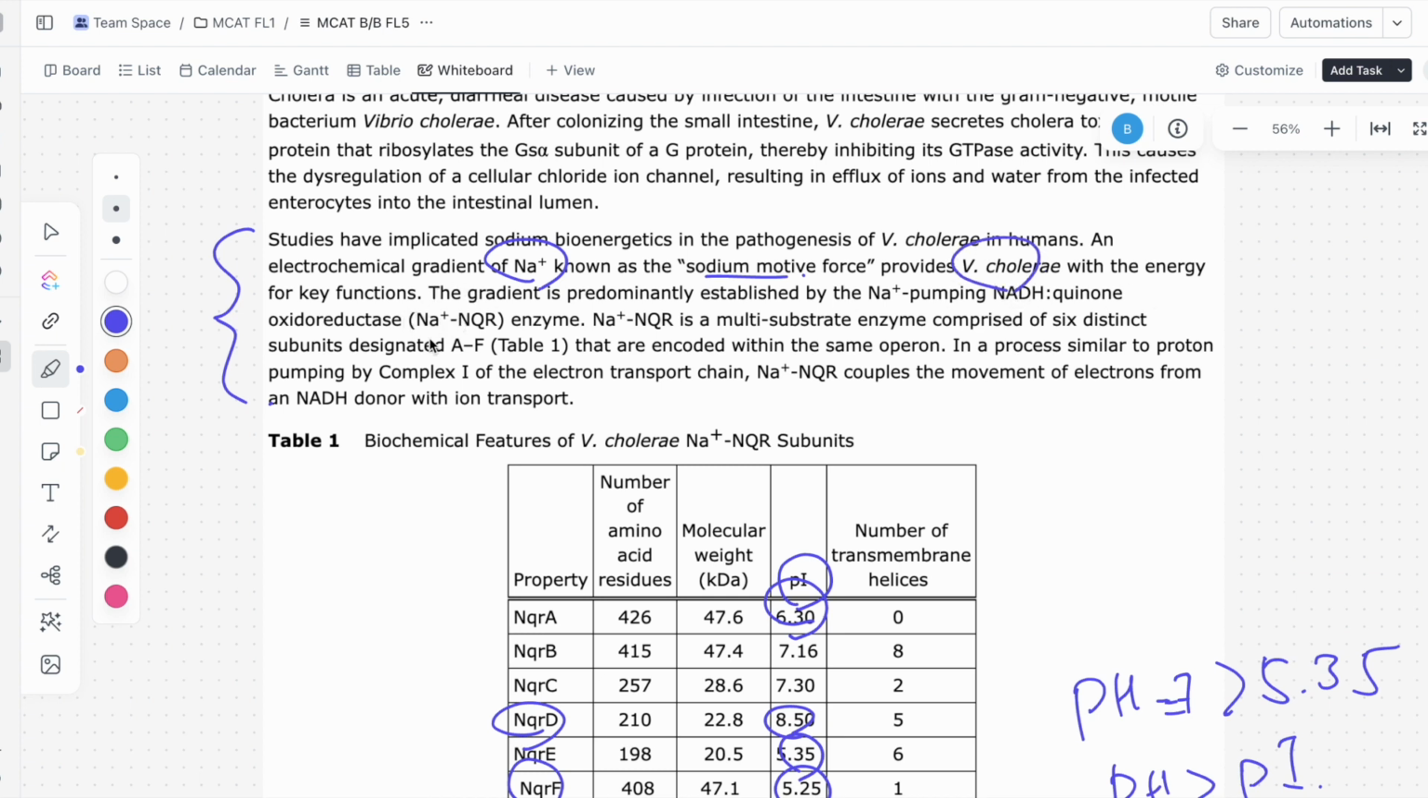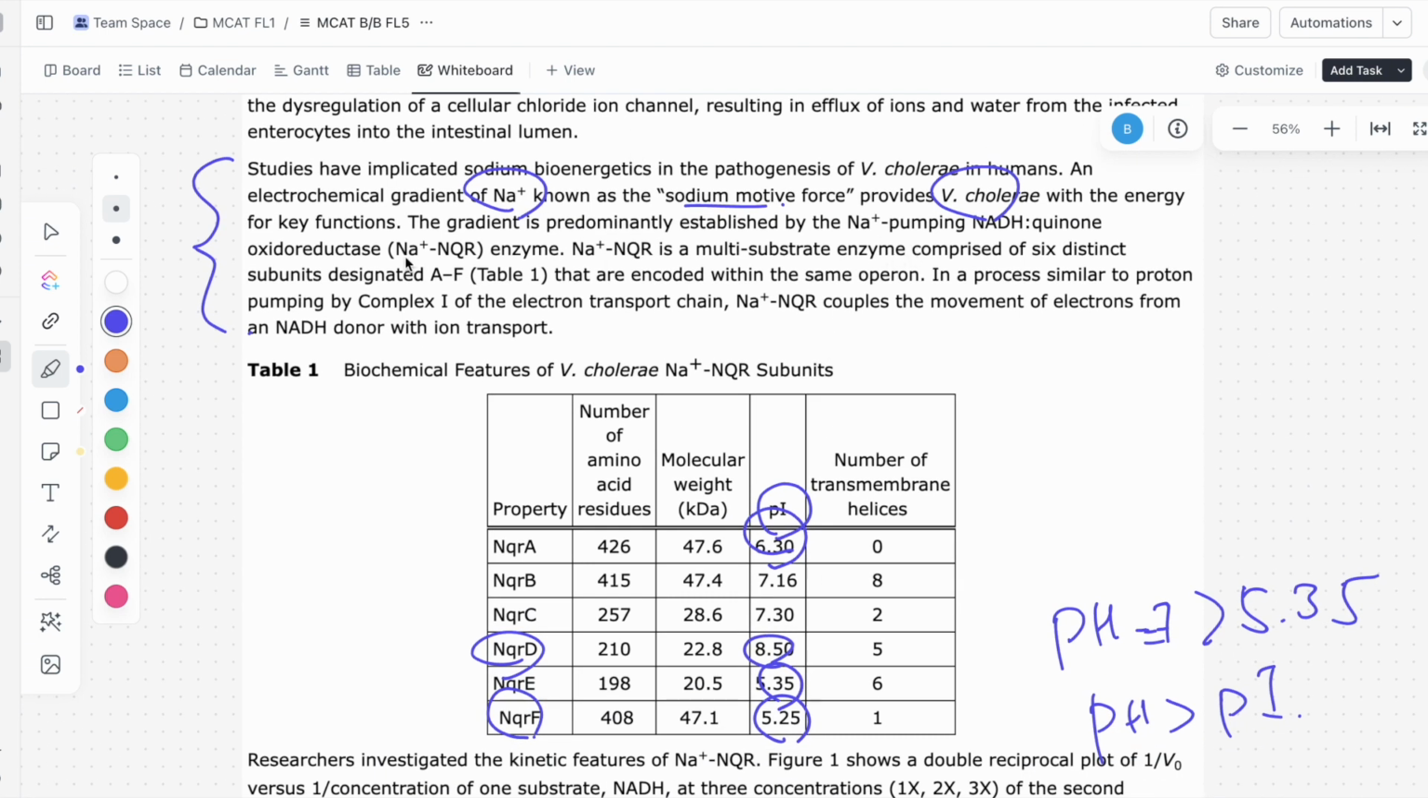So just like the proton motive force, which provides ATP for us, this sodium motive force is also providing some kind of energy for this species here. It's established by this Na plus NQR enzyme. In a similar process to proton pumping by complex 1 of the ETC, this thing couples the movement of electrons from an NADH donor with ion transport.